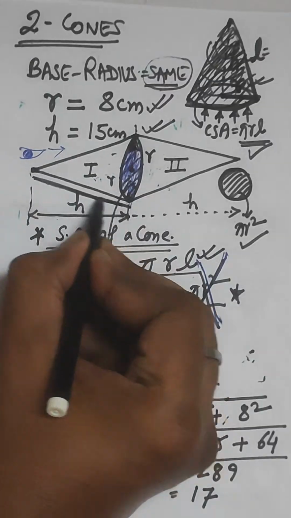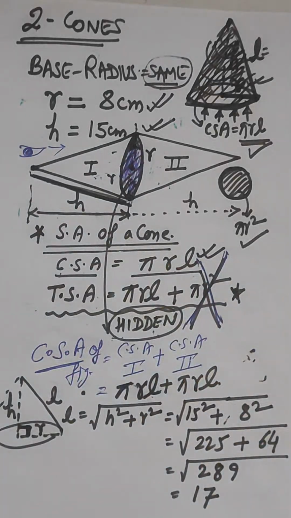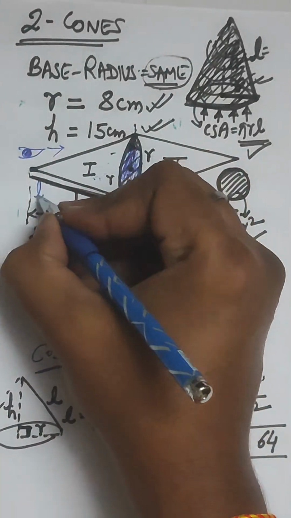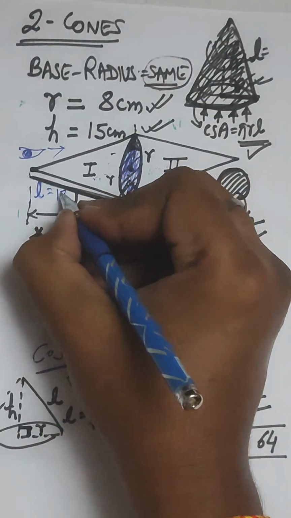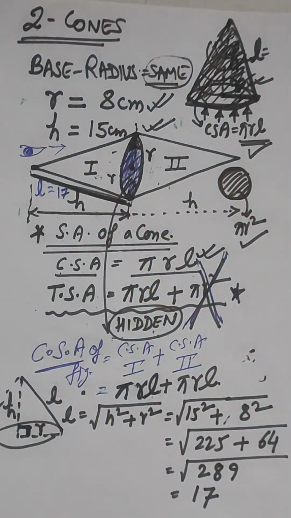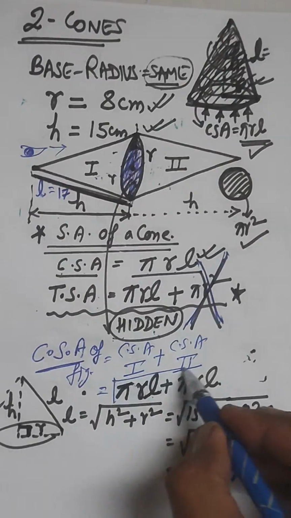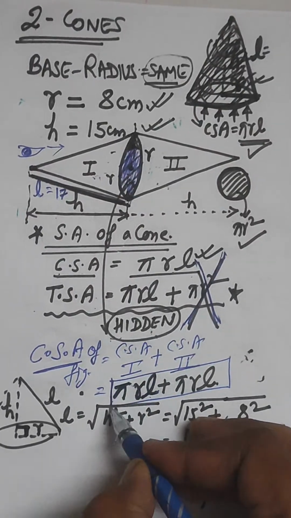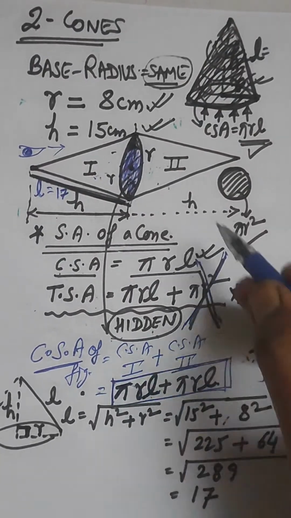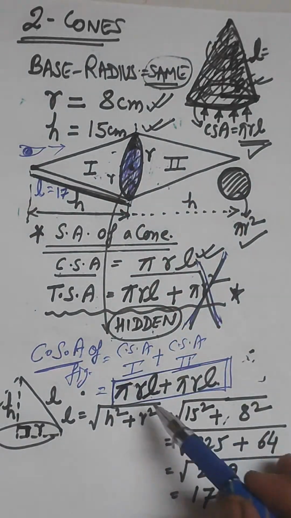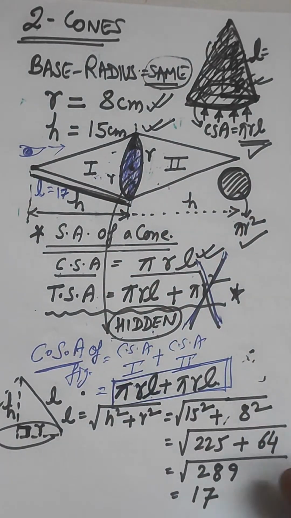This is the L, right? So let me write L, which is calculated as 17, right? So L is calculated as 17. That means when you put up the value, you calculate the total curved surface area of this attachment. That is pi RL plus pi RL, right?